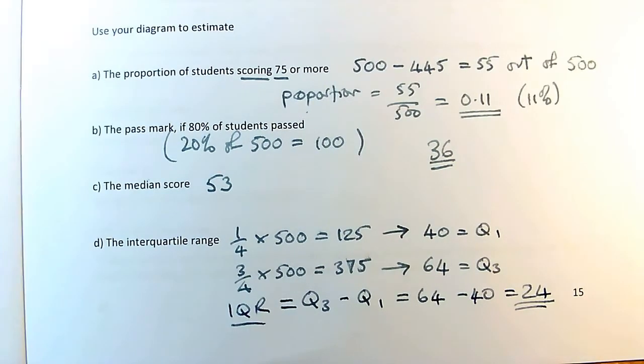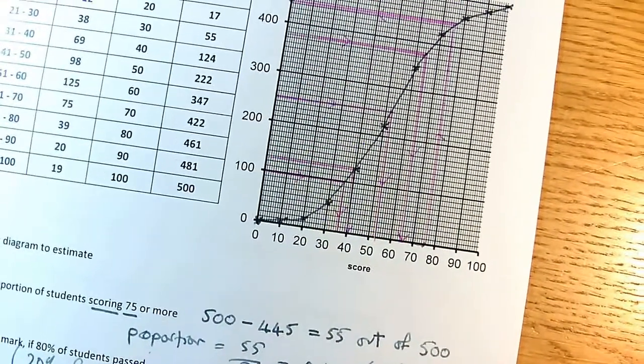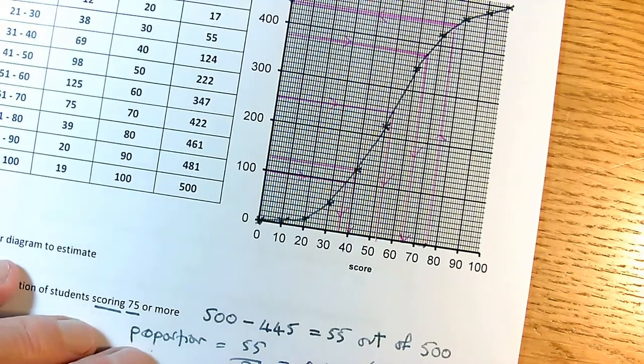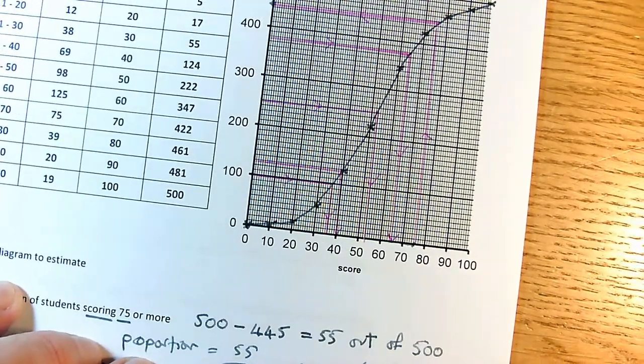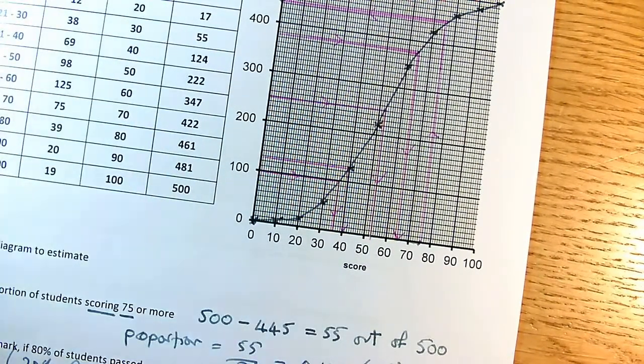Okay, and I've shown all my methods, and I've shown all the lines clearly drawn with a ruler on the graph. You're fine using pencil. I recommend you do use pencil because you might need to rub it out. But I've used pink on here because I want you to be able to see it.